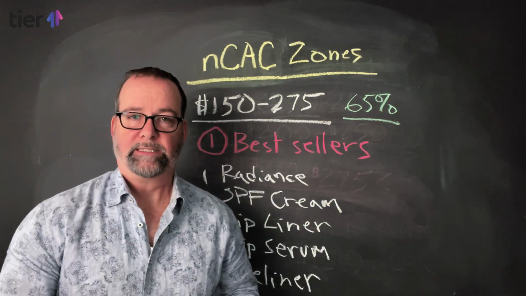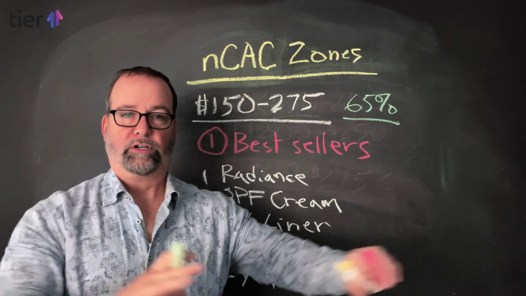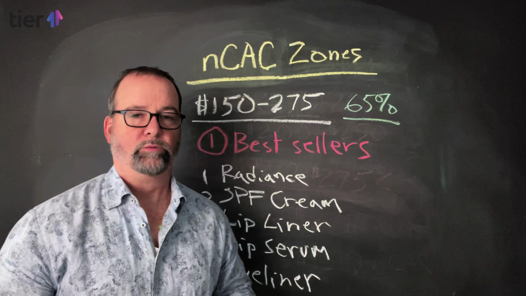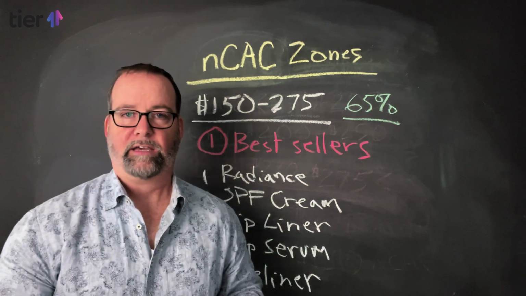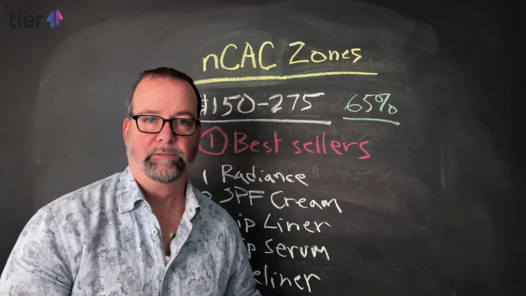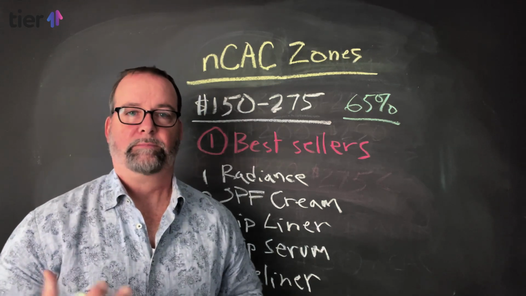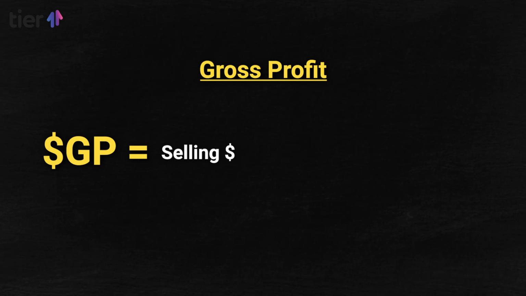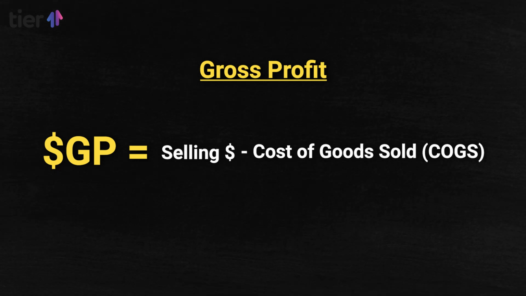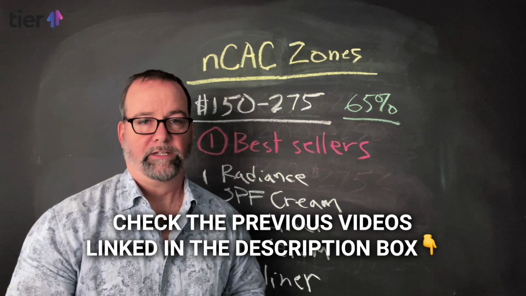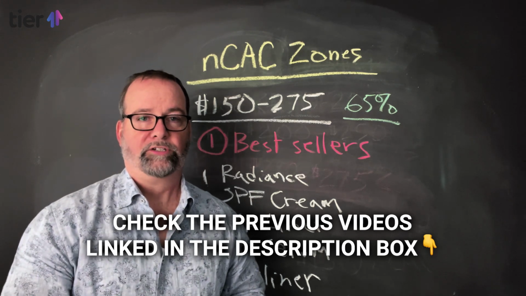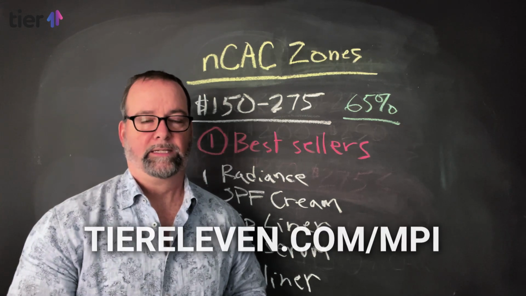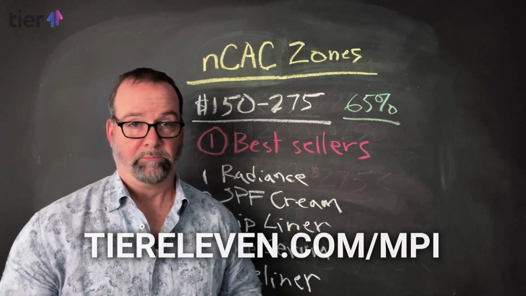When you do the math for your entire product catalog, it's really important. However, you're going to find pockets within your best sellers where you have greater profitability and less profitability. When I talk about profitability here, I'm talking about gross profit. Gross profit is the actual selling price minus your cost of goods sold. If you're not sure what that is, there will be links in and around this video to refresh you on that. And of course, you can get all of these numbers, which we refer to as marketing performance indicators, over at tier11.com/MPI.